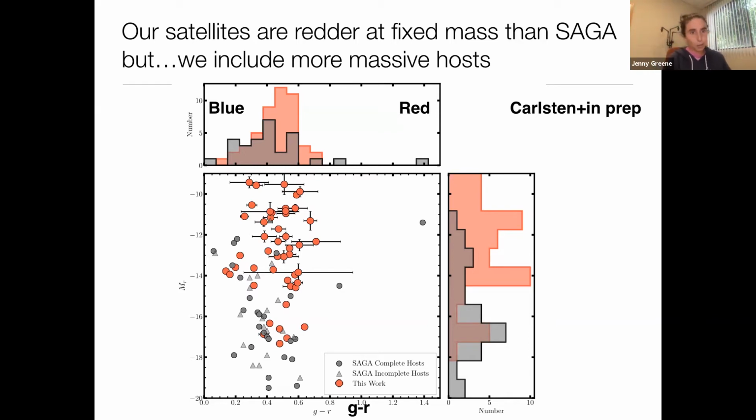Our color distribution is much more, we see many more red things, much more like what you would expect from the Milky Way, even if we apply Saga's mass cut. On the other hand, again, we have some of these poor group hosts, so it's not clear whether the mismatch with Saga is just because of the host halo mass. Again, it will be really interesting to get a little bit better statistics on this.